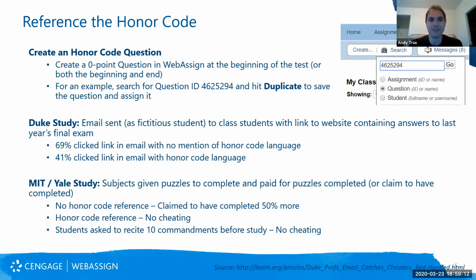So you can replicate this in WebAssign. You can create your own honor code question from scratch. If you'd like to see an example, there's a question ID shown here in the slide. If you take this and you go into WebAssign and hit search, put in that ID, and then hit duplicate, you can then make a version of that question for yourself.